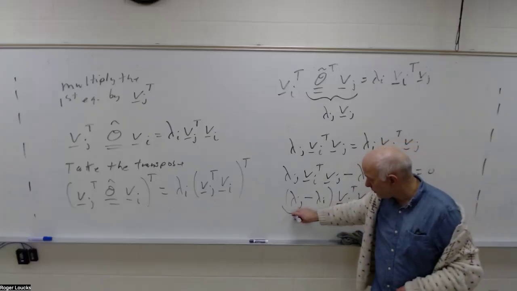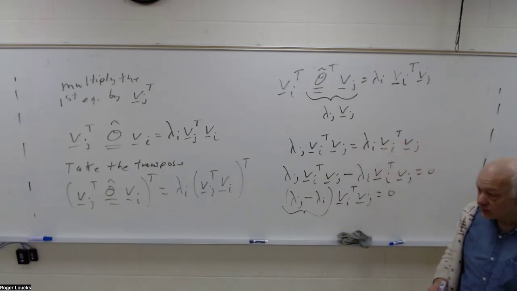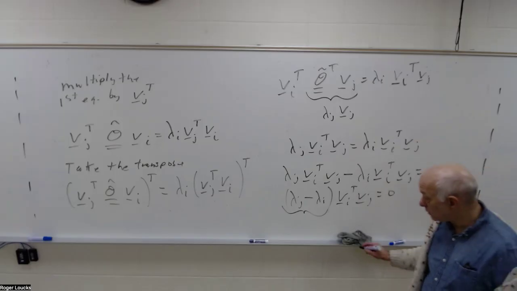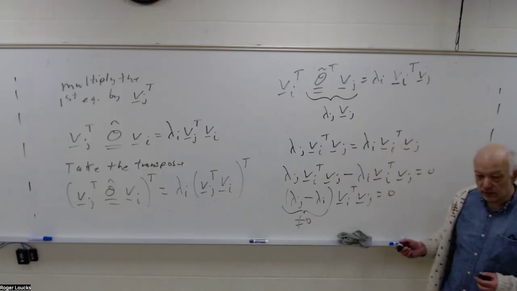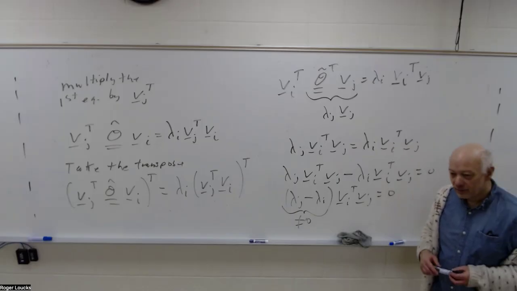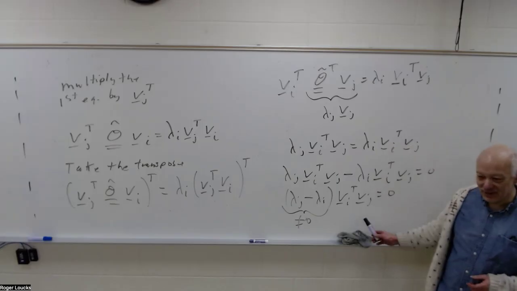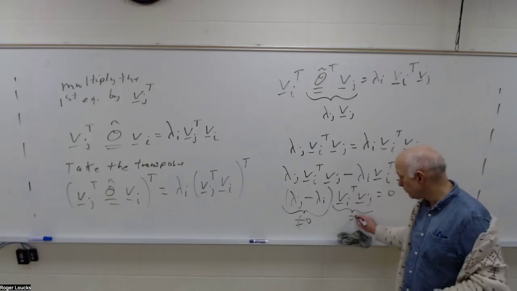Now, what do we know about this? What do we know about lambda I and lambda J? They're different, they are distinct. Hopefully tonight they take a shower, so they will be just good. Okay, so then what do we know about this? The only conclusion is that this piece here has to equal zero.